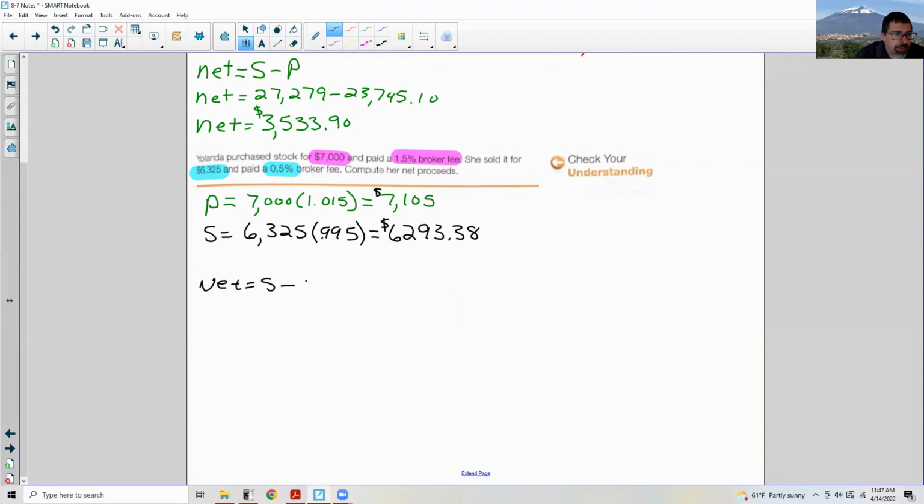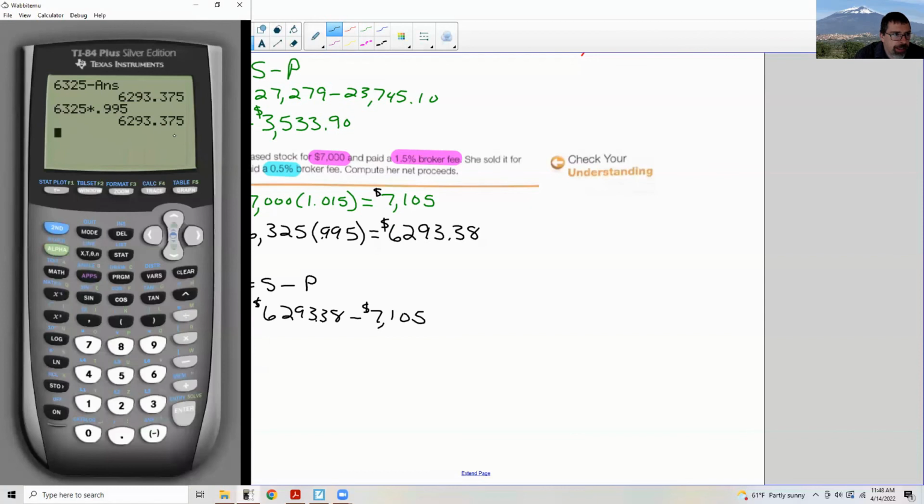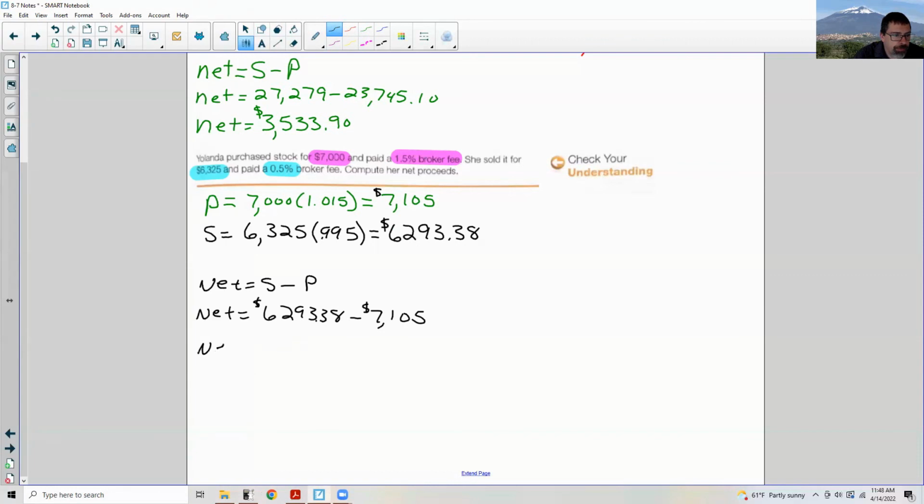Okay. So now the net equals sell minus purchase. So our net proceeds are going to equal $6,293.38 minus $7,105. This went down, so it's going to be negative. And so I go back to my calculator and I take this number and I say minus 7,105, and it's negative 811.63. Okay, so she lost $811.63 in that transaction.